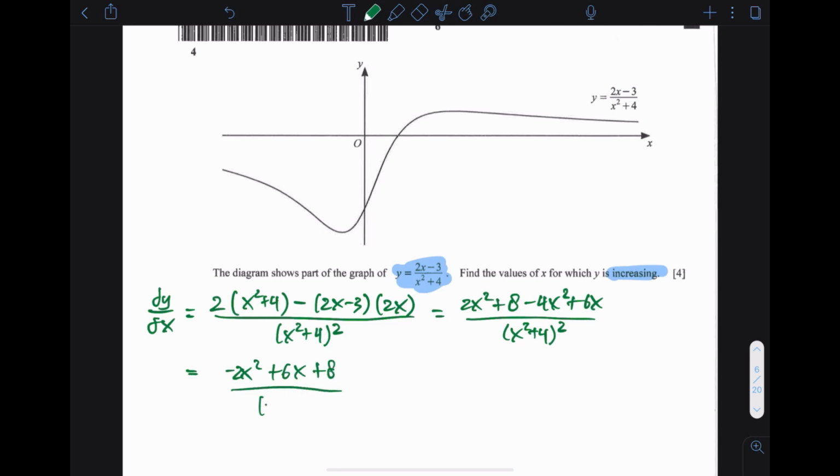Okay, now if we want an increasing function, we must make sure that this is greater than 0, because we need the gradient to be positive.